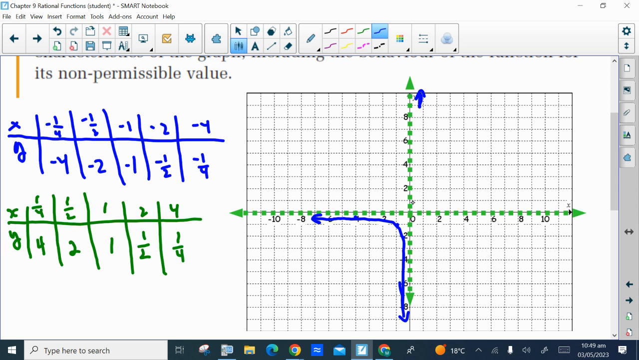I do have some key points that I can plot, though. I've got the point 1 quarter comma 4. I've got the point 1 half comma 2. I've got the point 1 comma 1, 2 comma a half, 4 comma a quarter. This is what this arm of the graph looks like.